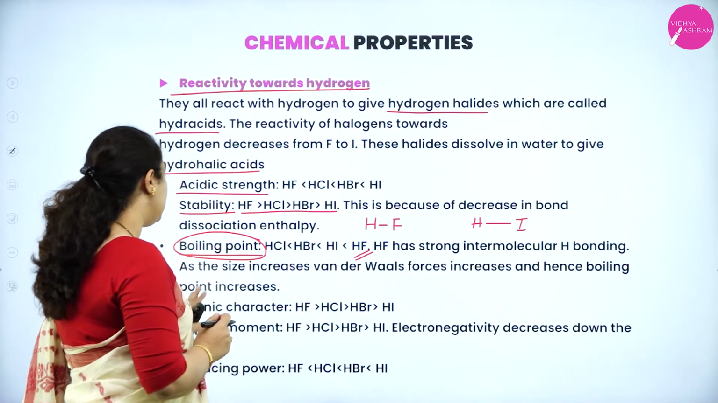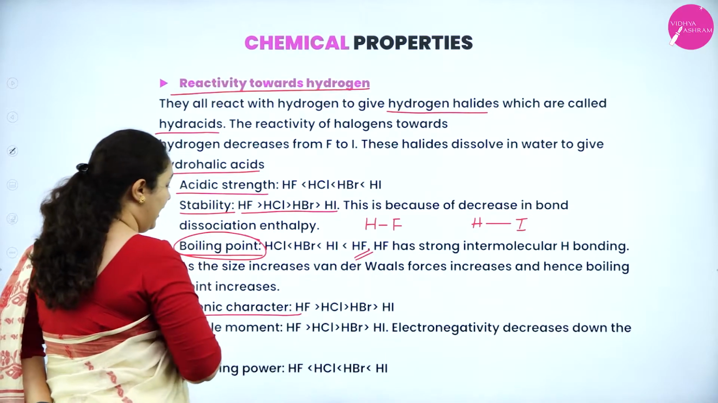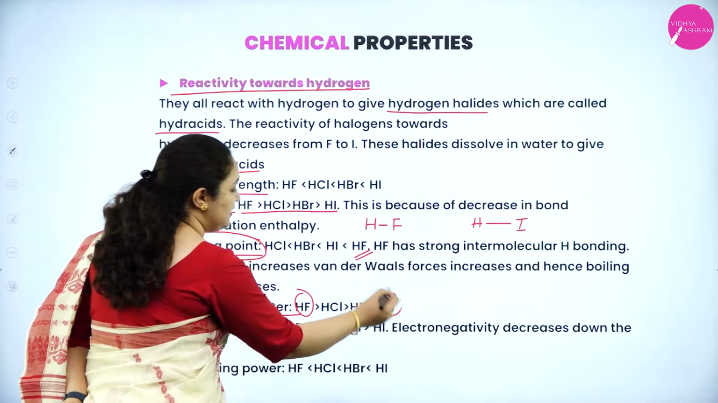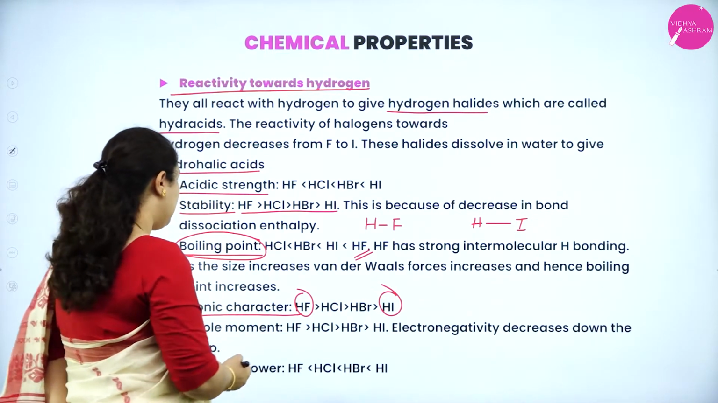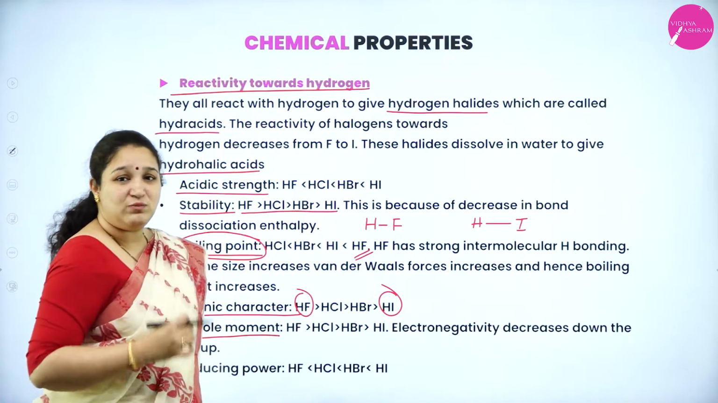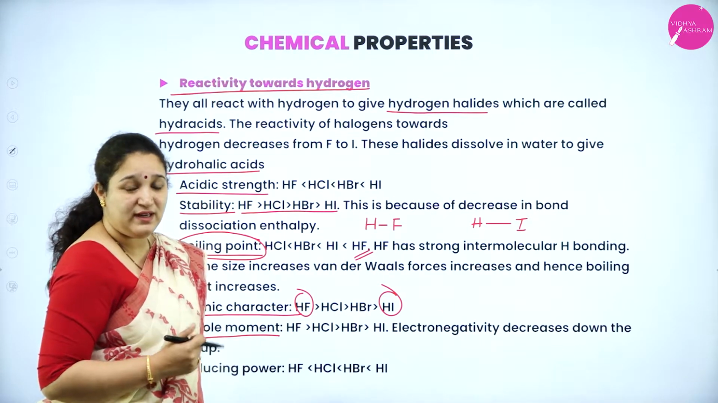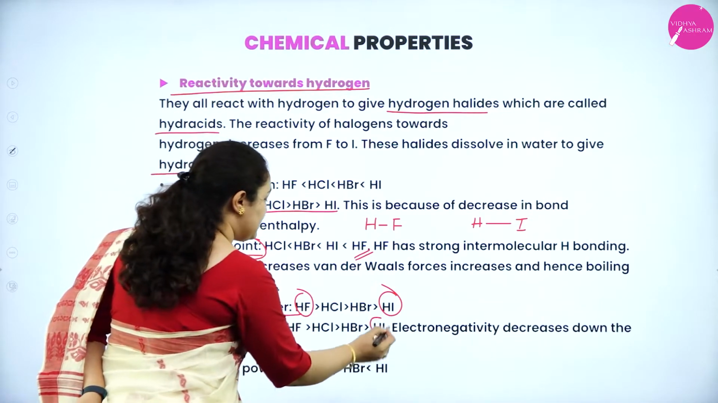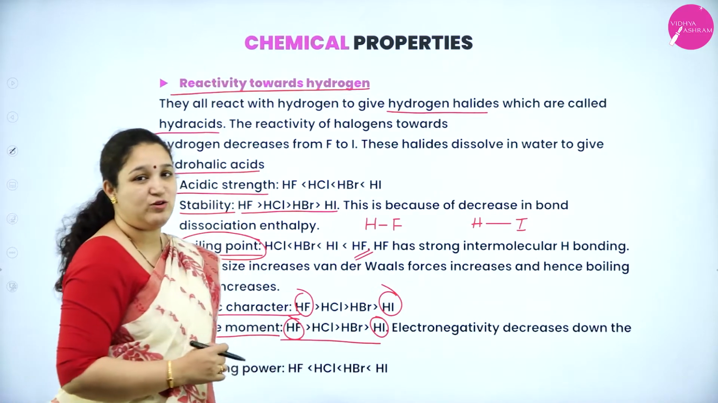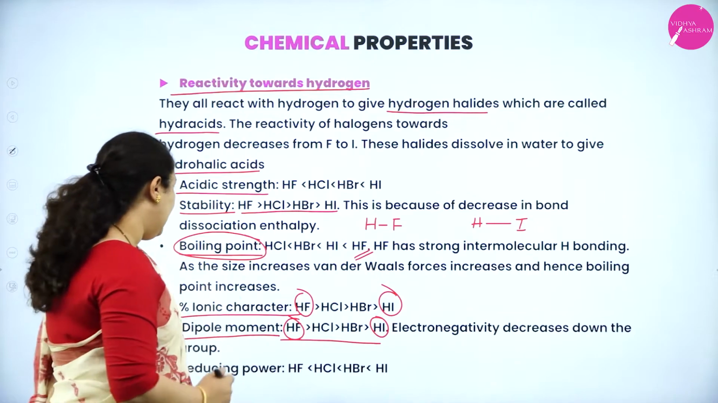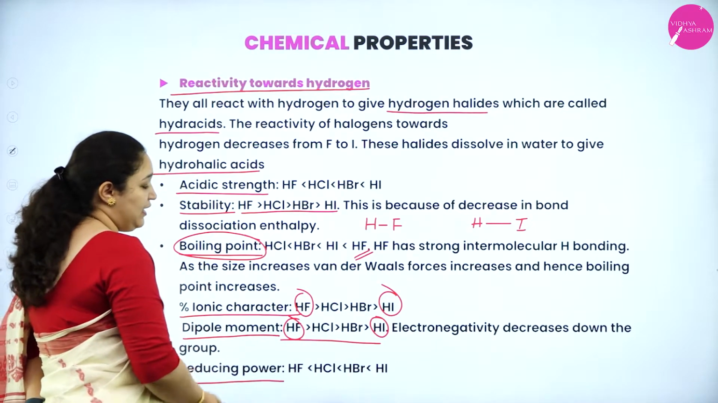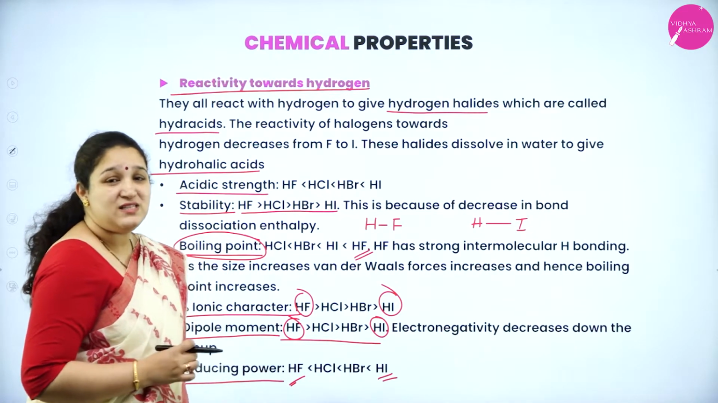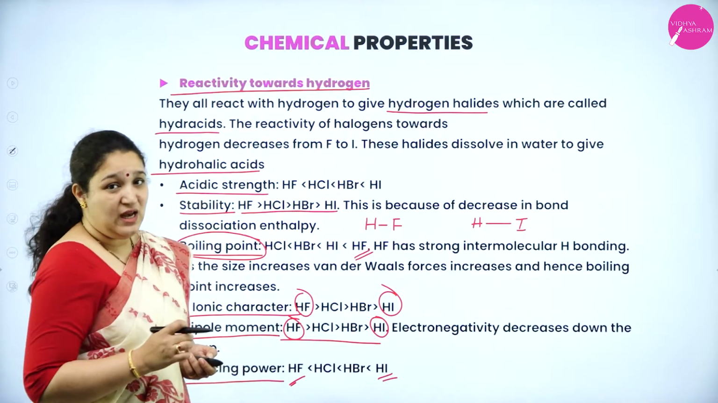Next is the percentage ionic character. The ionic character is highest in hydrogen fluoride and least in hydrogen iodide. Next is the dipole moment. We know as we come down the group, what happens to the electronegativity? It decreases. Thus the dipole moment also decreases as we come down the group, and it is highest for hydrogen fluoride. Last one is reducing property. Reducing property is highest for hydrogen iodide and least for hydrogen fluoride. So that's about the reactivity towards hydrogen.